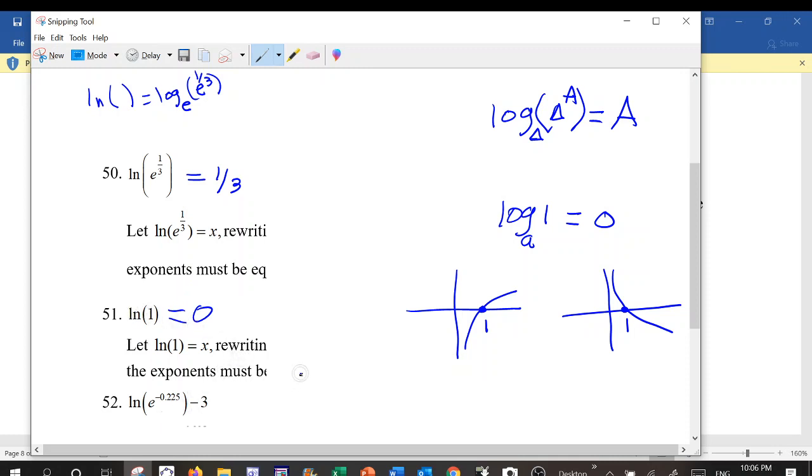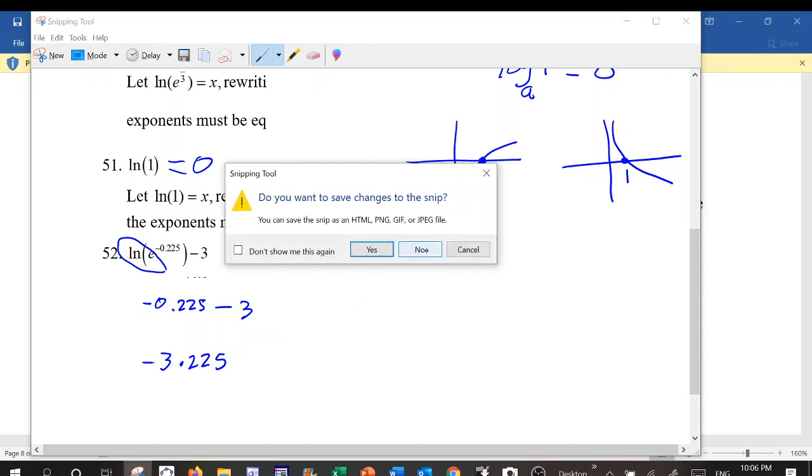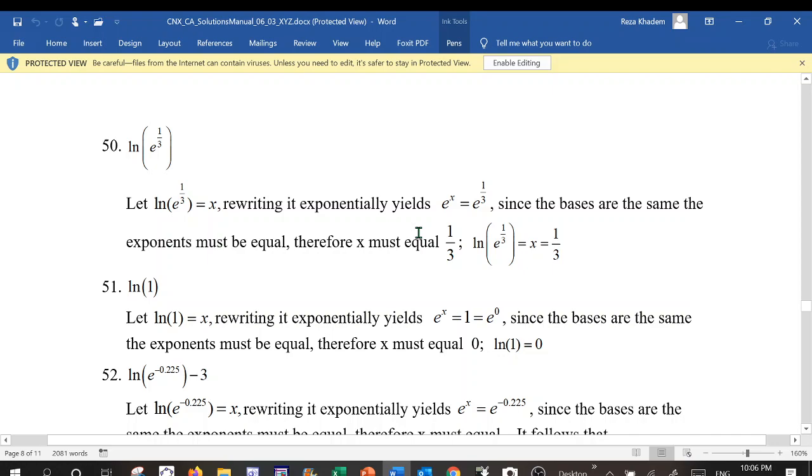And what about this one? This one says ln of e to the negative 0.225, minus 3. Well, we know that ln and e cancel, so we just get negative 0.225 and then minus 3. That's negative 3.225. All right, so without a calculator, we did this.